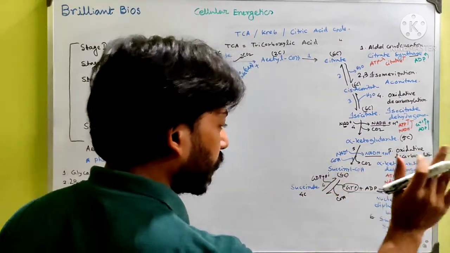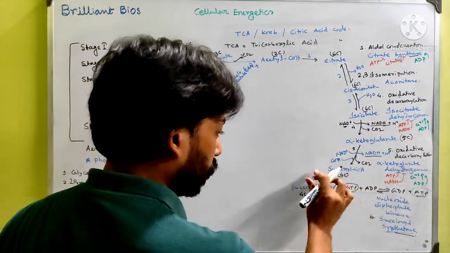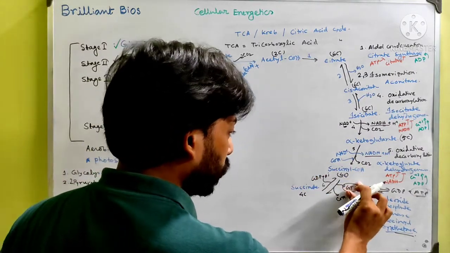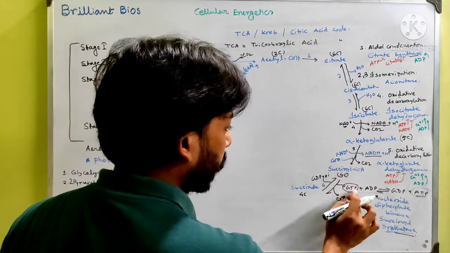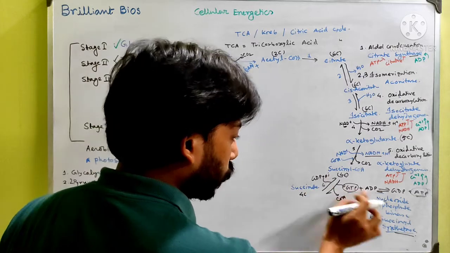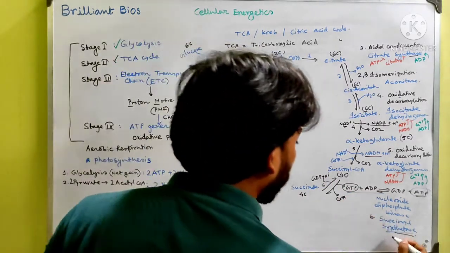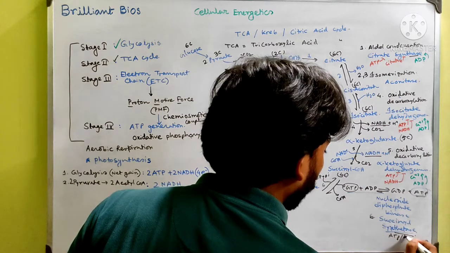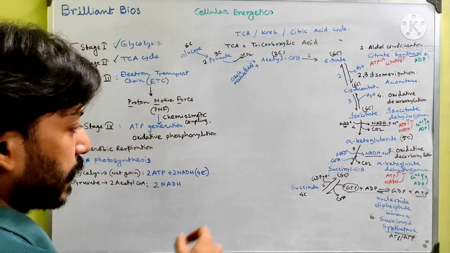Just think about the reverse, because succinyl CoA to succinate converts it into GTP, but succinate to succinyl CoA will degrade the GTP. The reverse will occur. So this is called synthetase, because in synthetase enzymes, one ATP or GTP will be cleaved to do the reaction. So this is the 6th step.